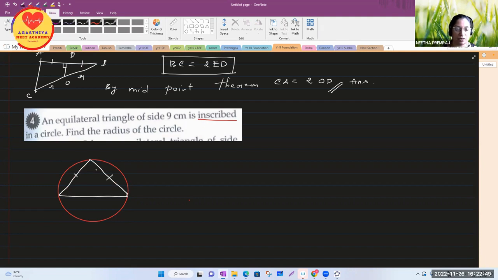Equilateral triangle, all measures are equal. That is equal to 9 centimeter. Find the radius of the circle. The radius I name it as R. Guys, tell me what is the idea? How do you find radius of the circle?